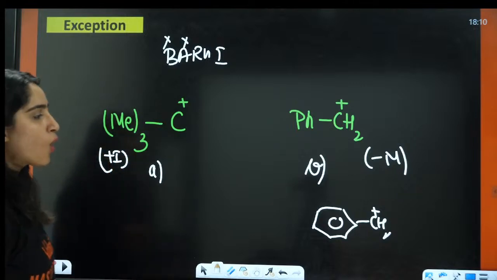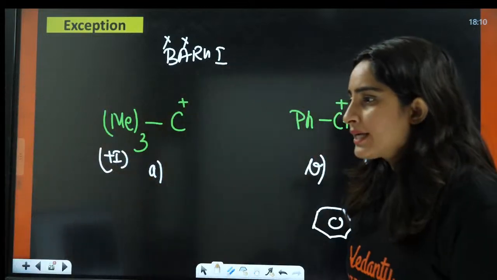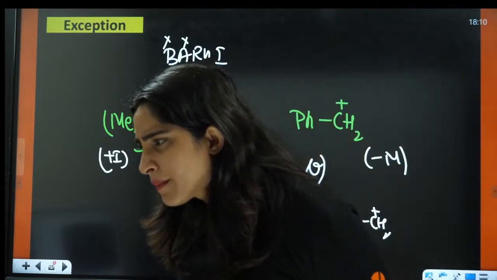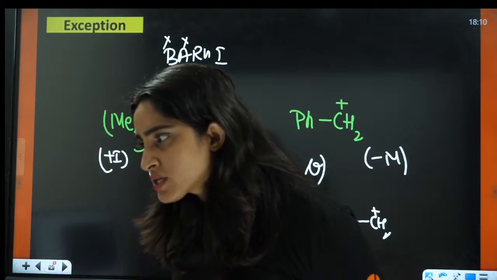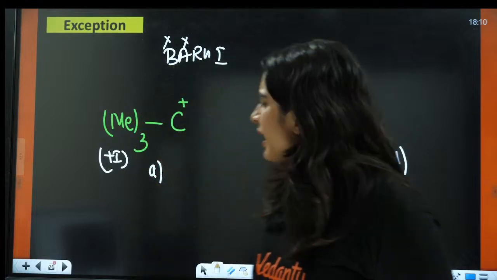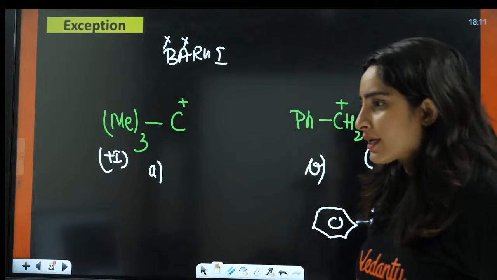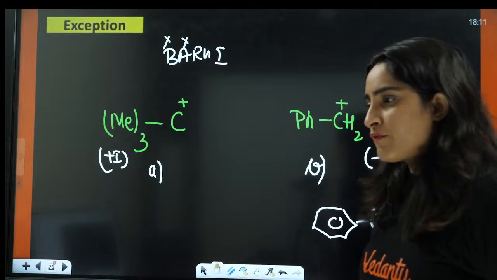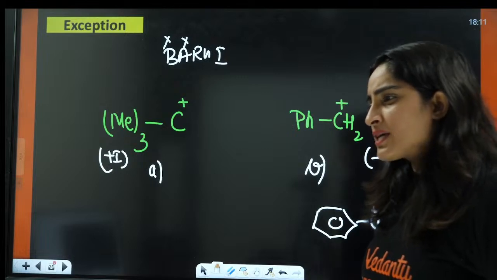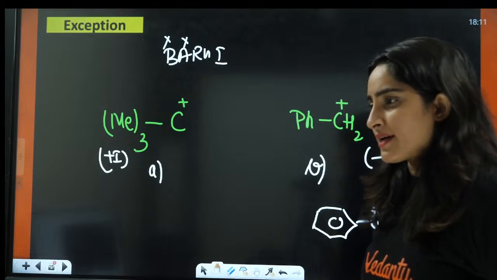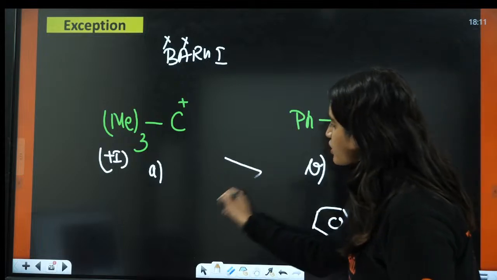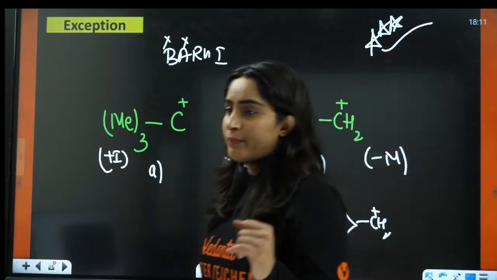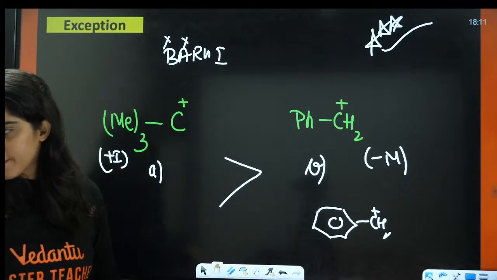Now tell me, what is the order? Which is more stable here? B is more stable, everyone is saying this here, right? But if I tell you A is more stable here, here we have an exception. A is more stable than B. What is the reason behind that?